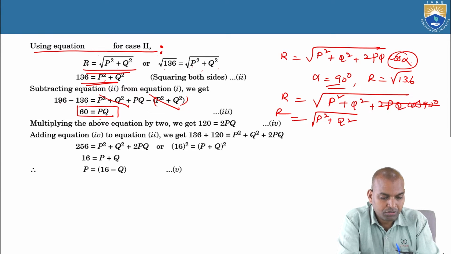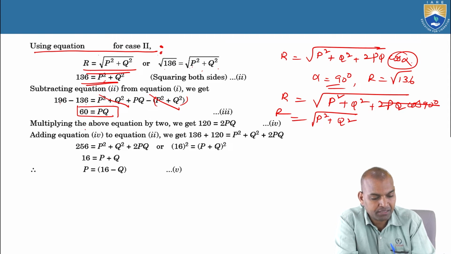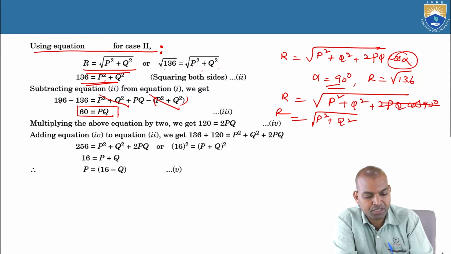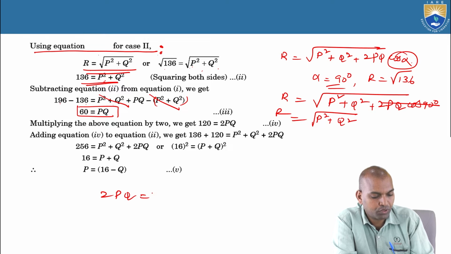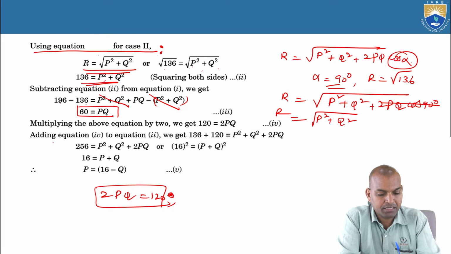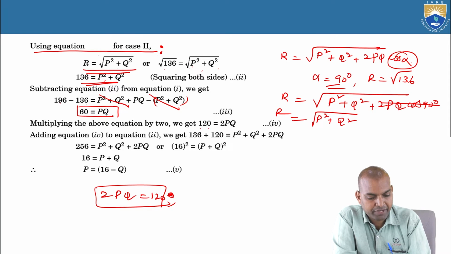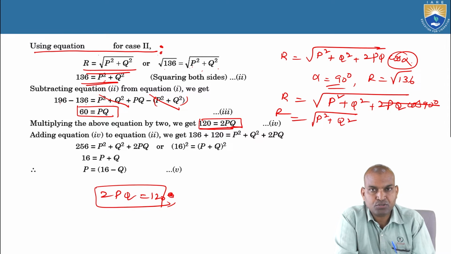Now, if we multiply the above equation by 2 on both sides, LHS and RHS, what will happen? 2 times 60, that is 120, equals 2 times pq. That means 2pq equals 120. Substitute. Again, adding equation 4 to equation 2. This is equation 4, make it adding to equation 2.